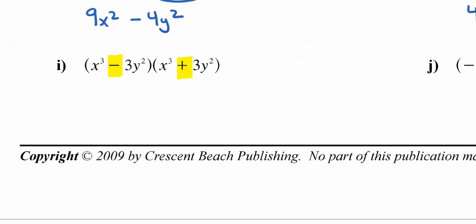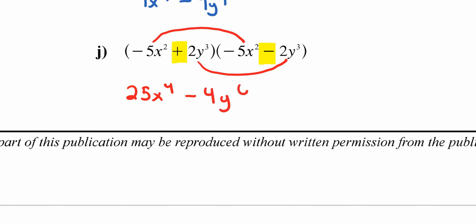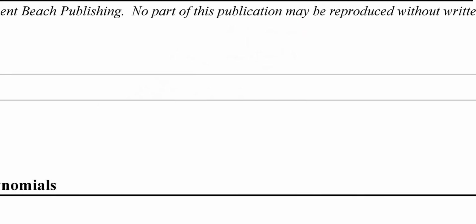Okay, and moving on to I, x cubed times x cubed is x to the 6, and negative 3y squared times positive 3y squared is going to be negative 9y to the 4. Okay, and for letter J, negative 5x squared times negative 5x squared is going to be positive 25x to the 4, and then the last two terms multiplied, that's going to be negative 4y to the 6. All right, so some good work there. Let's move on to section 4 now.